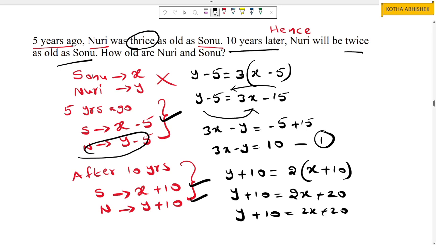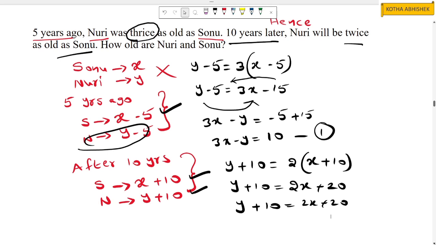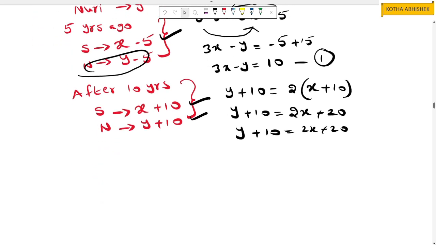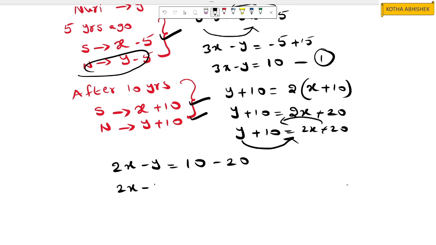Now taking all the variables one side and alphabets one side. Here I'm taking y to another side. So 2x as it is, plus y becomes minus y, equals 10 as it is. I'm taking 20 another side, so plus 20 becomes minus 20. So now it will be 2x minus y equals 10 minus 20 is minus 10. This is equation number 2.